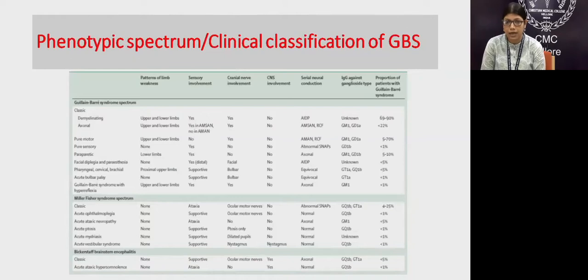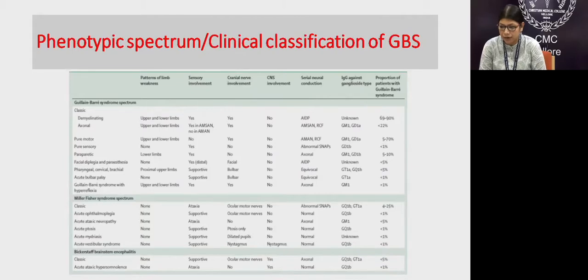The other spectrum is the Miller-Fisher. Classical Miller-Fisher we know as areflexia, ataxia, and ophthalmoplegia. That classical form is only seen in up to 4 to 25% of GBS cases, and they can present as non-classic forms such as acute ophthalmoplegia, acute ataxic neuropathy, acute ptosis, acute mydriasis, acute vestibular syndrome. This can cause a lot of diagnostic dilemma in quickly diagnosing whether they are a GBS spectrum disorder. Hence, we need to be well versed at least with the GBS spectrum, because management makes a lot of difference in this group of patients.